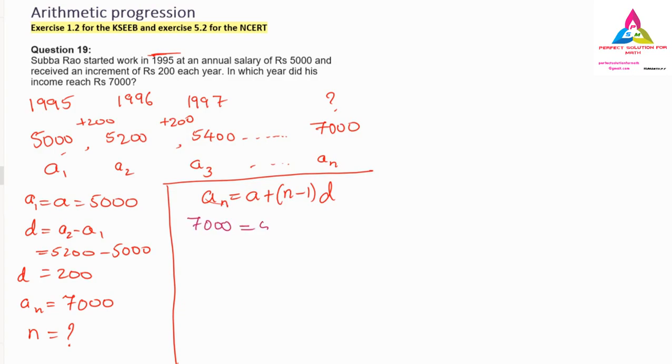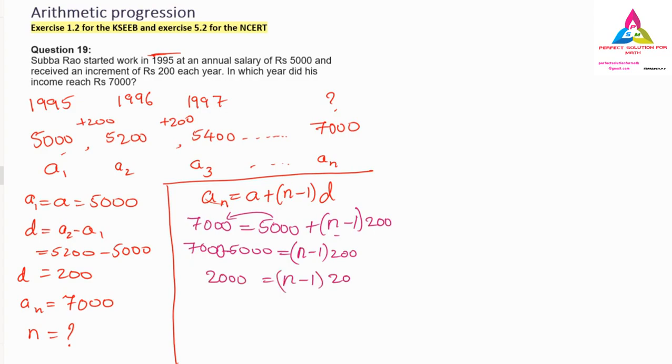Then a value is nothing but 5000, and n value that we don't know, for how many years it is increased, by how many years. So d is 200. So what we have to do next? The unknown thing is n value, so keep it here. This 5000 we have to shift first. So 7000 minus 5000 is equal to (n minus 1) into 200. 7000 minus 5000 is nothing but 2000, that is equal to (n minus 1) into the d value, 200.